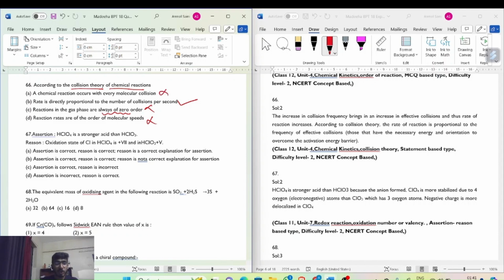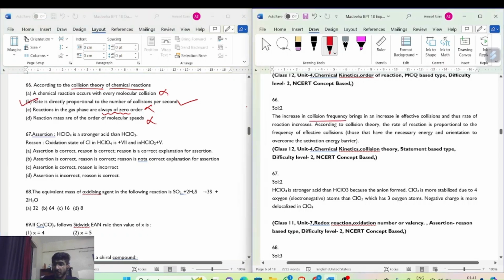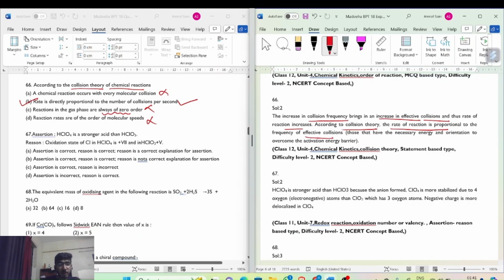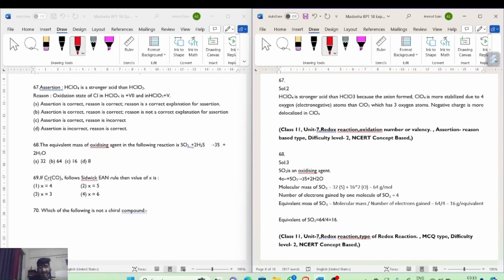Okay, so the correct option will be option number B. The increase in collision frequency brings an increase in effective collision. Thus, the rate of reaction increases. According to collision theory, the rate of reaction is proportional to the frequency of effective collision. That's why option B will be correct, because rate is directly proportional to the number of collisions per second.